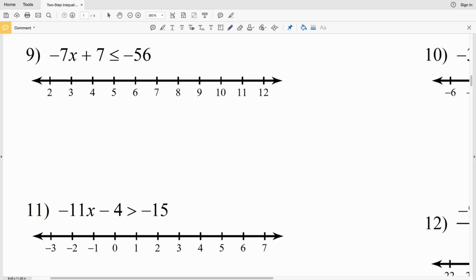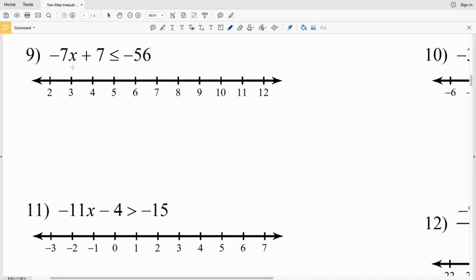In this video, we're continuing on with the 2-step inequalities under Infinite Algebra 1 on the Kuta Software free worksheets, and we're going to do numbers 9 through 16 in this video, and in the next video we'll finish out the worksheet with numbers 17 through 24. So let's get started with number 9.